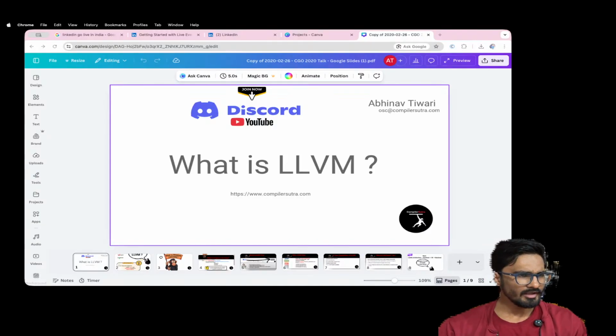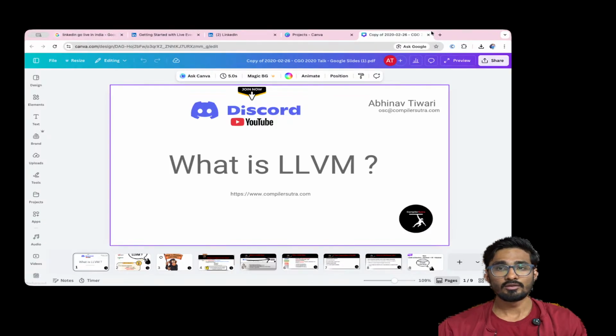I think from my end I'm able to see that the mic and everything is working. So let me start and initiate today's session. Today's session is basically based on what LLVM is.